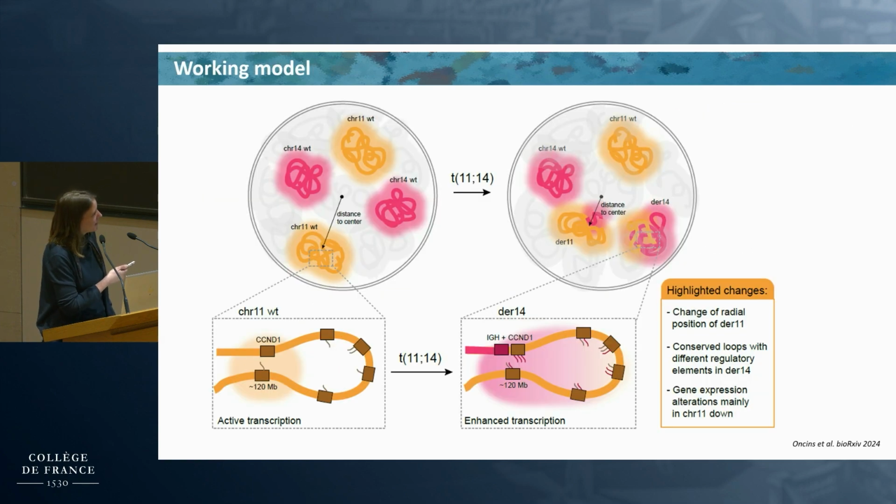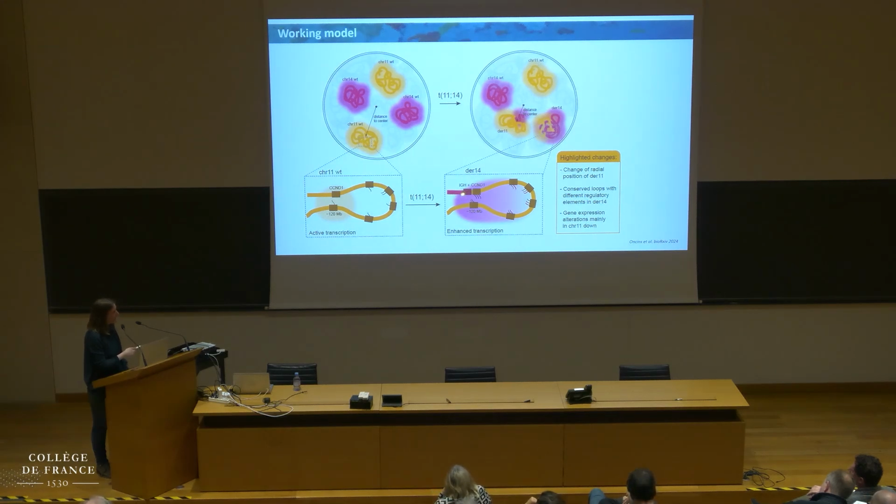So the working model is that if you have a healthy cell and you make a translocation, then this wild-type chromosome 11 moves closer to the nuclear center. At the same time, we see that in a wild-type chromosome, you already have a very long-range interaction between the cyclin D1 locus, the breakpoint locus, and a locus 50 megabases away, that upon translocation gets close to the immunoglobulin enhancer. And we think that there's a spread of this permissive environment from the immunoglobulin enhancer to activate genes that are already active on the wild-type chromosome 11.